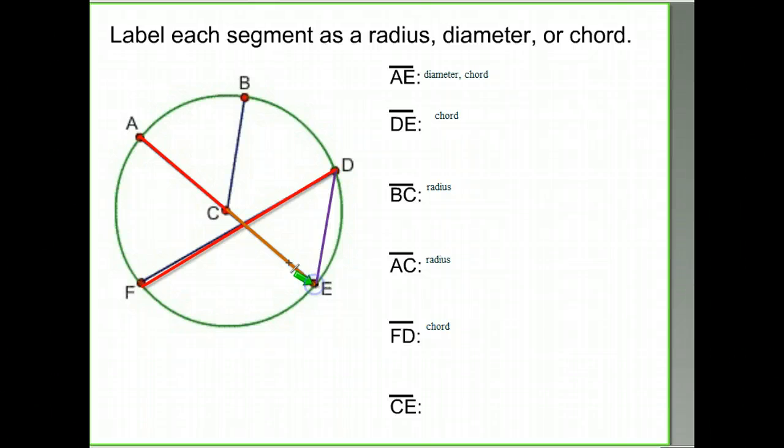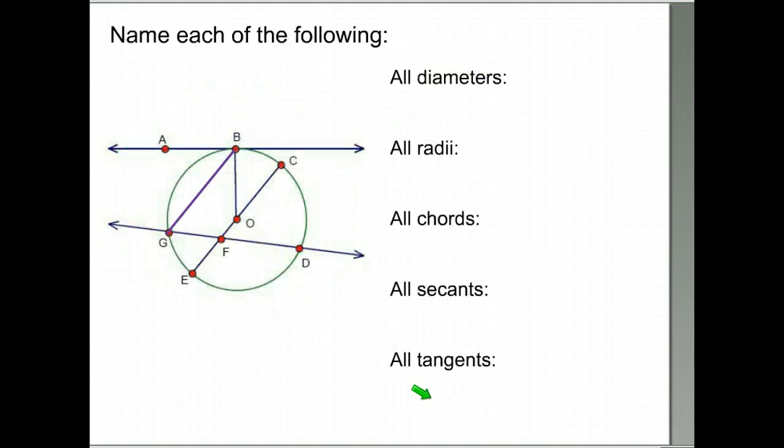Okay, an orange right there. So here is CE. It goes from the center to the edge of the circle, so that would make it a radius. Okay, so that's identifying some of those segments that are inside of a circle.